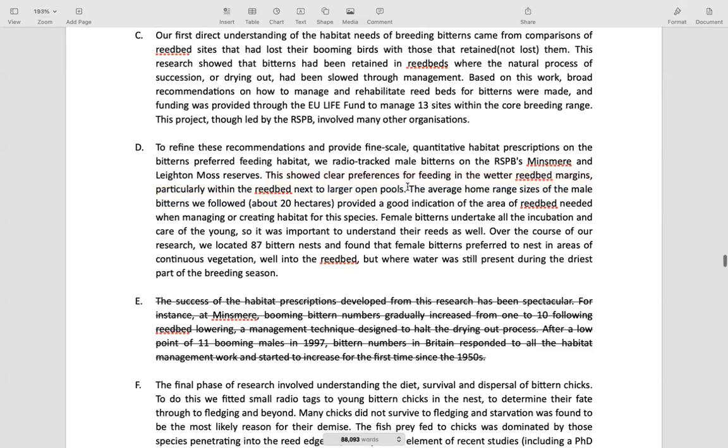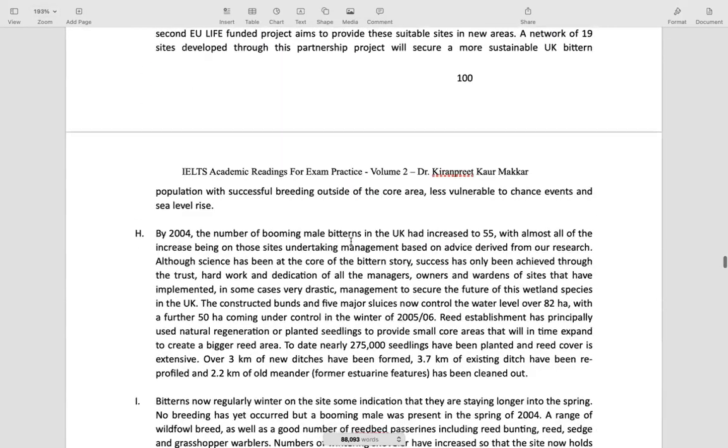The second thing they found out was the size of the homes. They need how much vegetation? So they found out how much vegetation, about 20 hectares. Now, that's it. So they are doing research into the habitat and they're finding out things: first thing, second thing, maybe over the next thing. So let's find out the correct option.